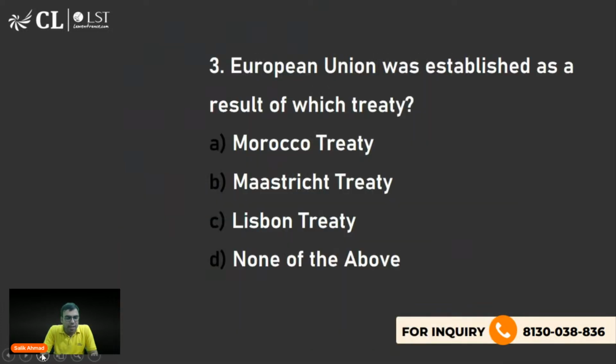Now let's talk about the next question, and the next question says European Union was established as a result of which treaty? Morocco Treaty, Maastricht Treaty, Lisbon Treaty, none of the above.